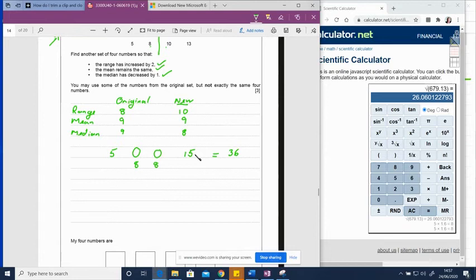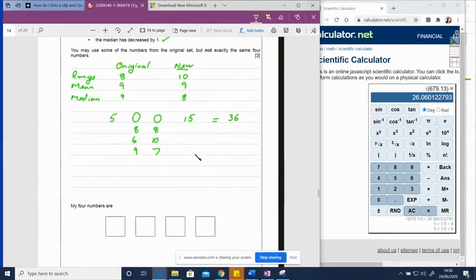I couldn't have any number less than 5 because 5 has to be my smallest number in this range. And I couldn't have any number bigger than 15. But I could have 6 and 10. I could have 9 and 9. No, 9 and 7. So there's loads of different combinations. But I'm going to stick with 5, 8, 8, 15.